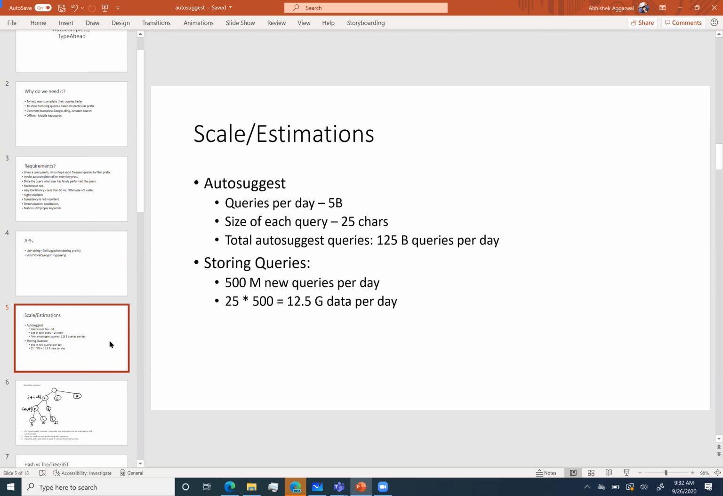Okay, I see you have a trie in the next slide. What about discussing how you are going to solve the problem before you scale it? Okay, sure. So you're saying let's solve this problem on a single machine and then discuss scaling it. Is that what you're saying?